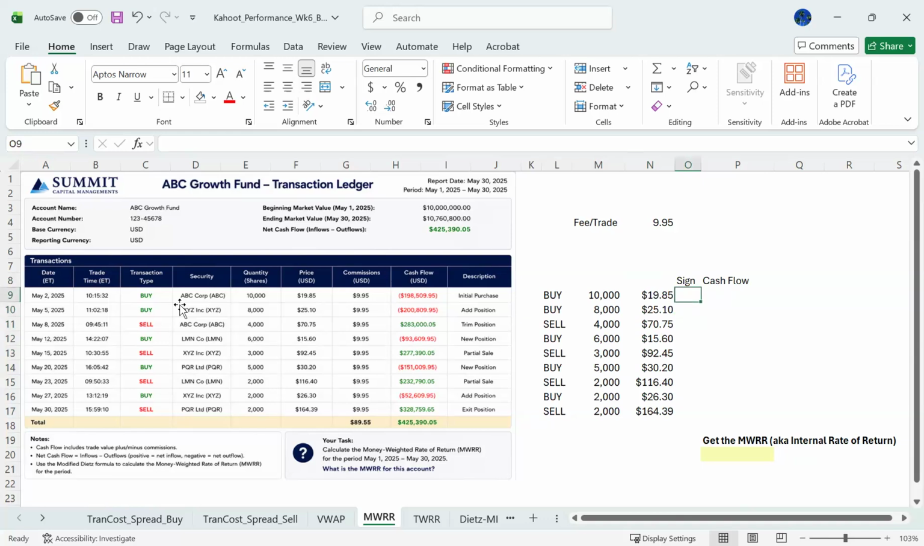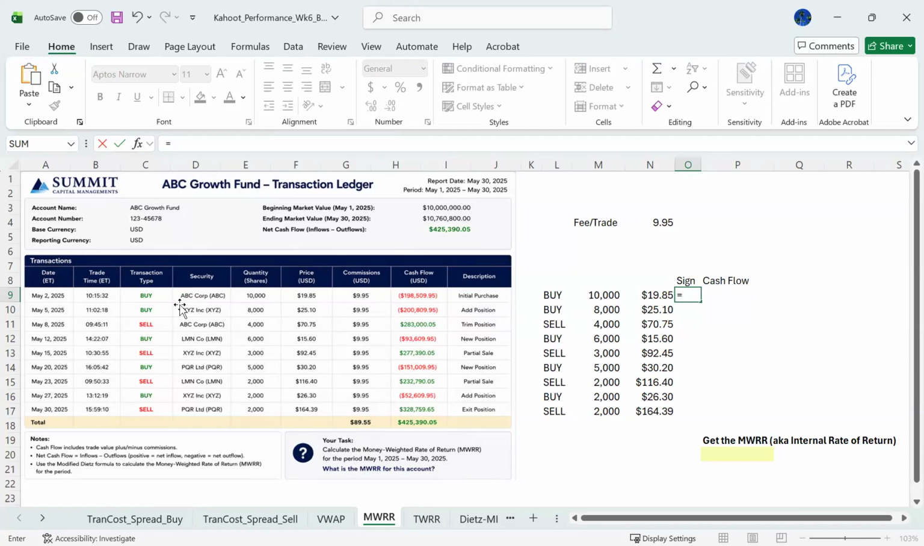Okay, now I am adding this sign here, which is going to convert buy into a negative cash flow and sell into a positive cash flow. If we are buying, it's an outflow, we have to pay. We have to invest in order to buy, to take a long position in a stock. And when we sell, it's a positive cash flow, it's an inflow.